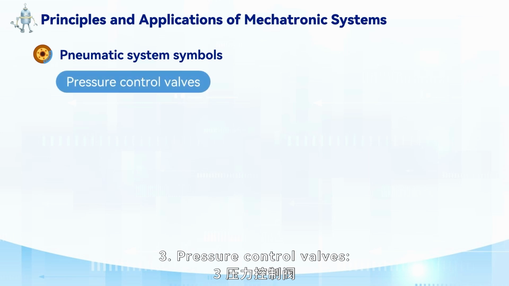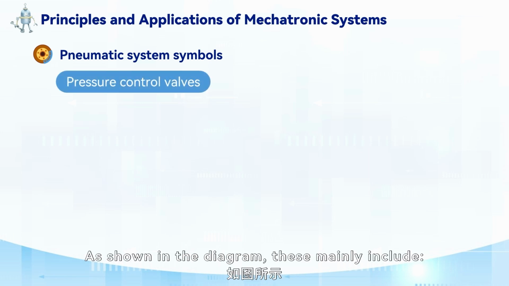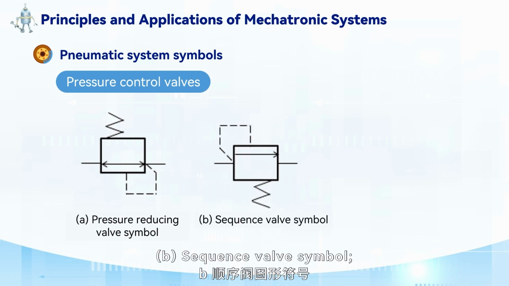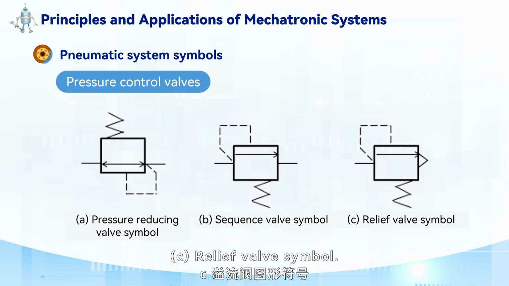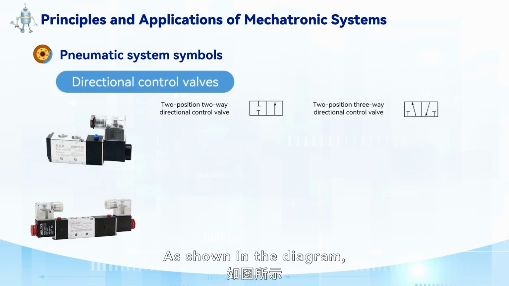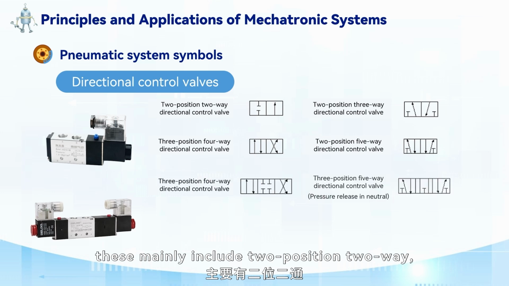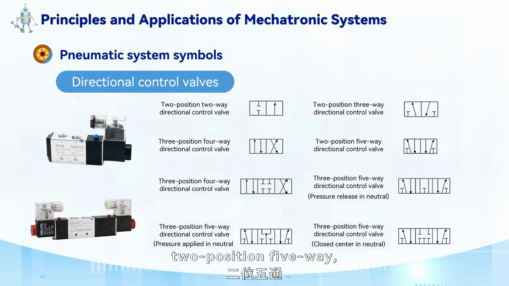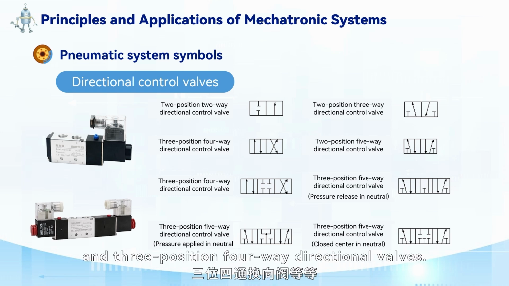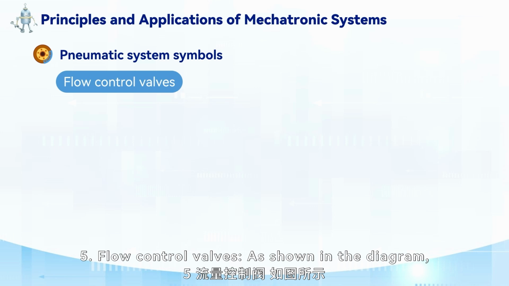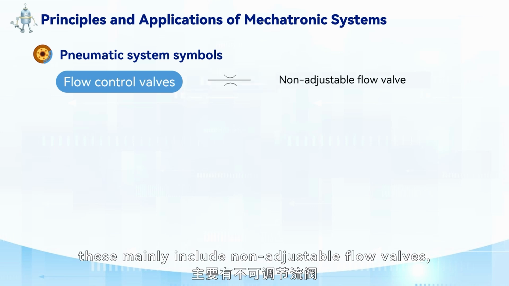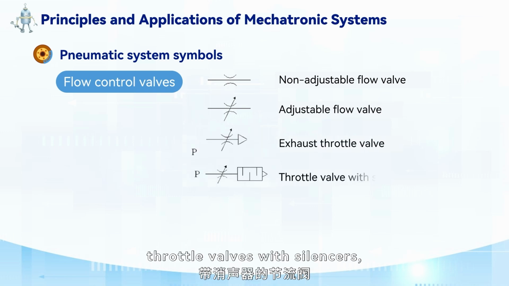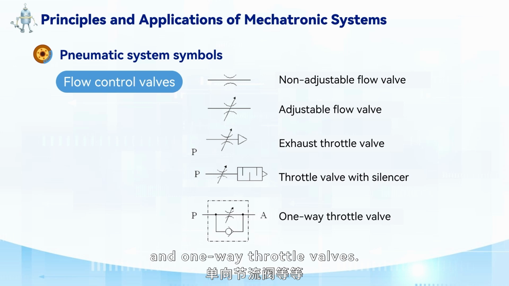3. Pressure control valves. As shown in the diagram, these mainly include A. Pressure reducing valve symbol, B. Sequence valve symbol, C. Relief valve symbol. 4. Directional control valves. These mainly include 2-position 2-way, 2-position 3-way, 2-position 4-way, 2-position 5-way, and 3-position 4-way directional valves. 5. Flow control valves. These mainly include non-adjustable flow valves, adjustable flow valves, exhaust throttle valves with silencers, and one-way throttle valves.